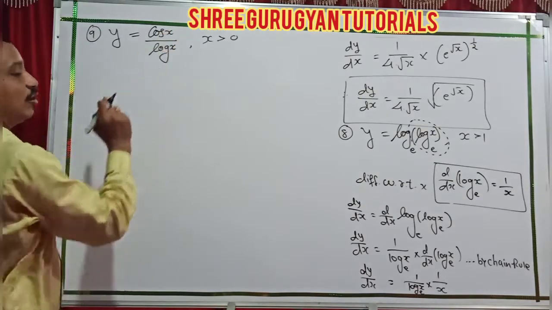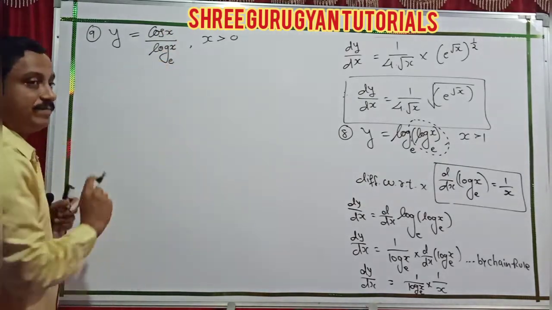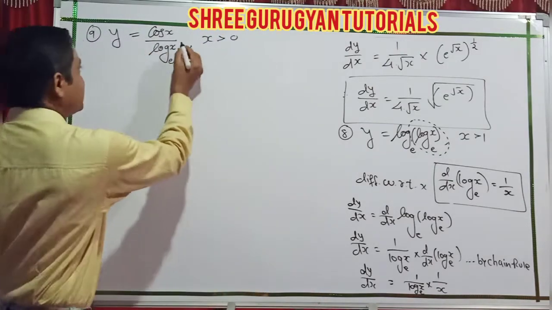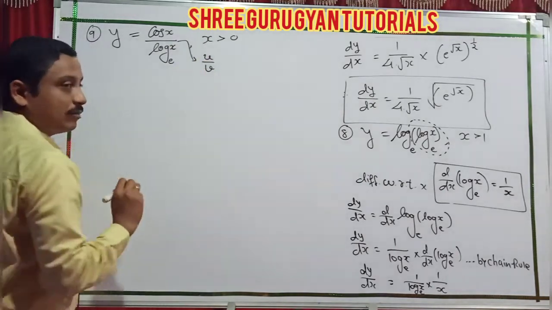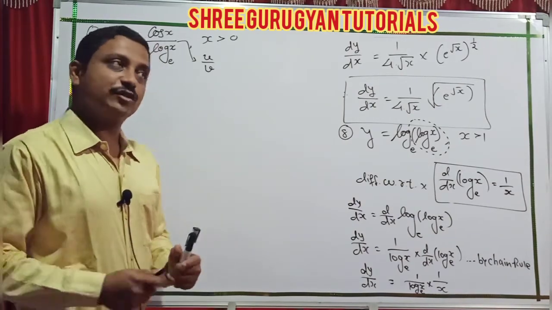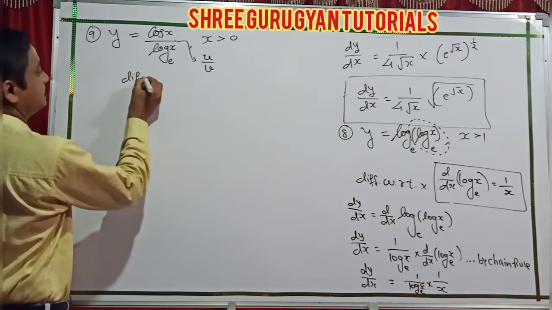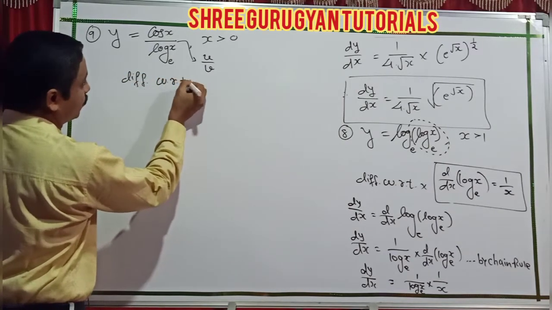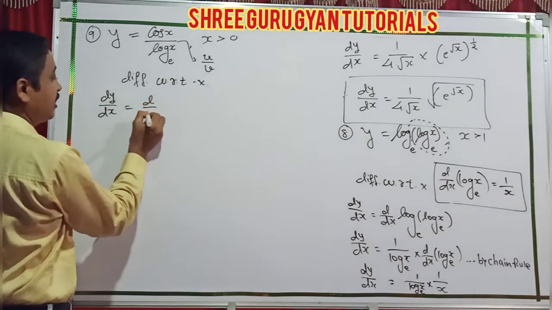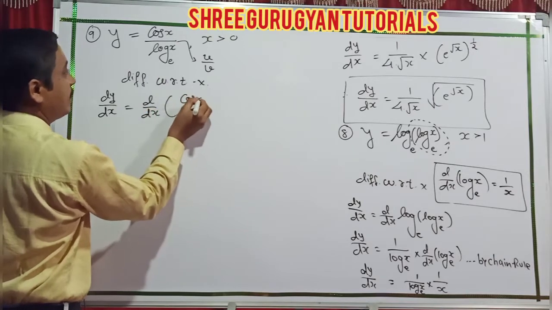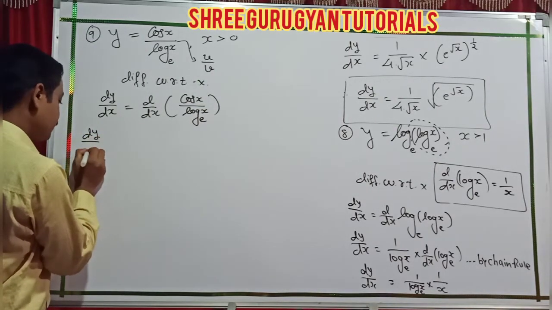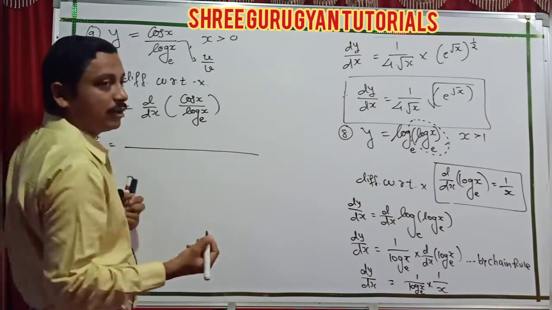The question is cos x by log x. Here taking base e. Yes, base e, you compulsorily write down first. Students, here I just take u by v because it is given in parts. So apply the division rule. So differentiation with respect to x. Here we just get dy by dx, d by dx of cos x by log x base e. So dy by dx the same, and here apply our division rule.